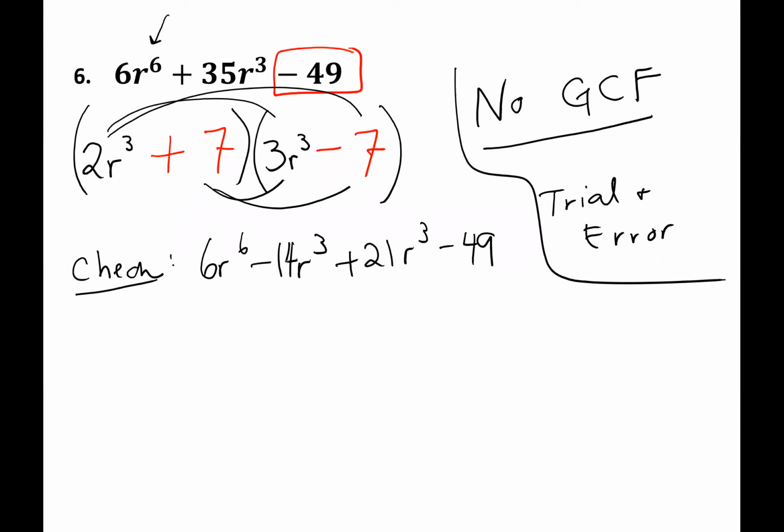All right, so did we get it? Let's see. I almost thought we did. If they were both positive, it would work, but they're not. Negative 14 plus 21, that's 7. So my middle term is 7r to the third. What I really wanted it to be is 35r to the third.